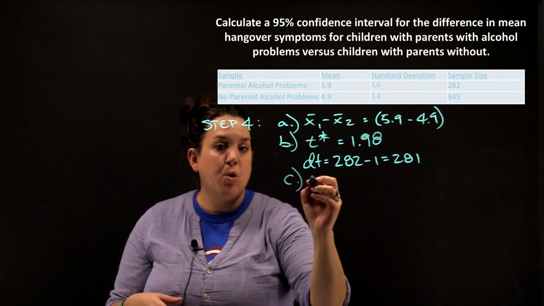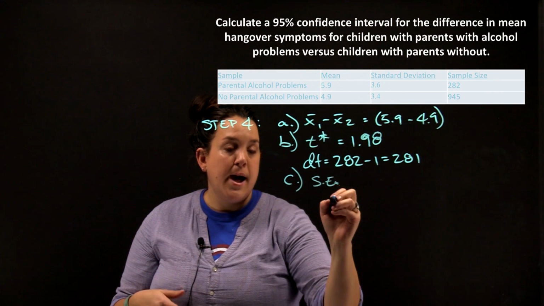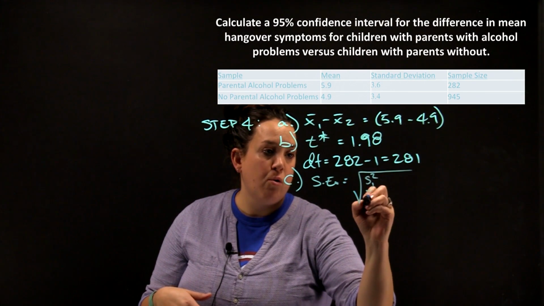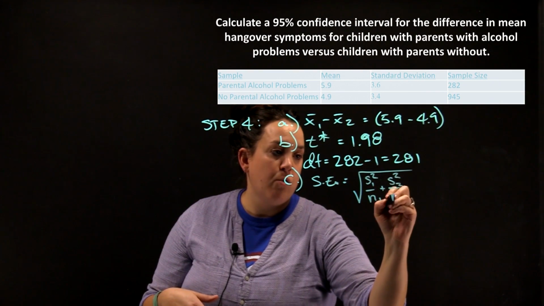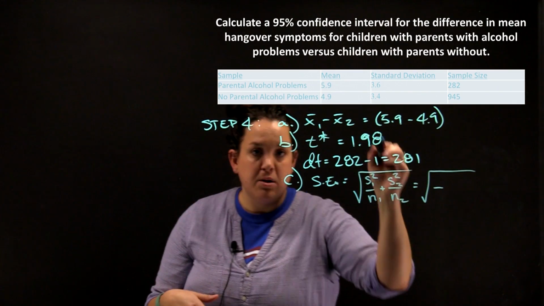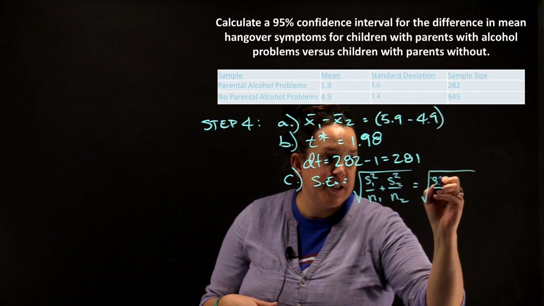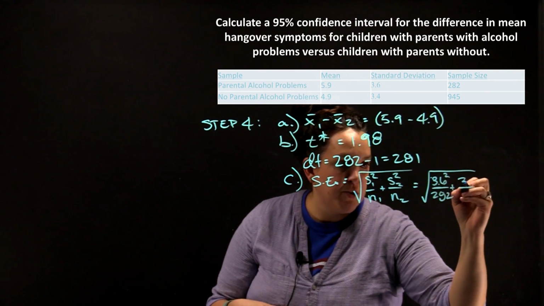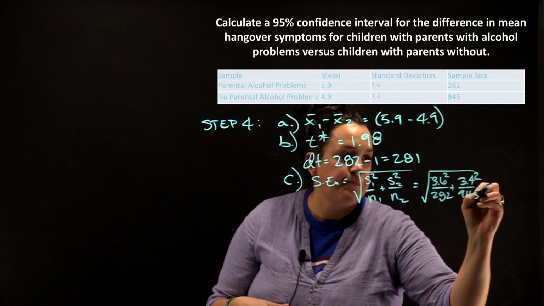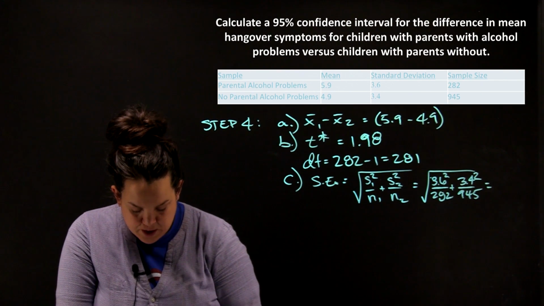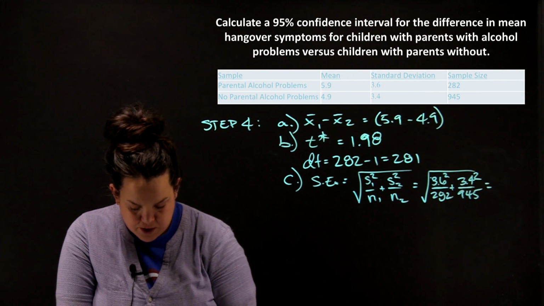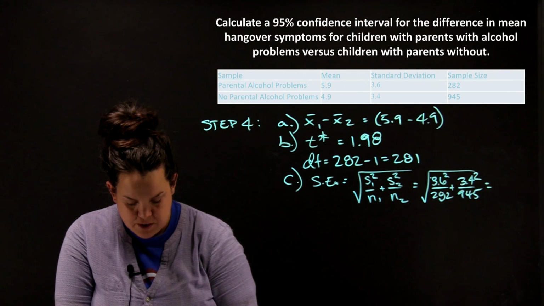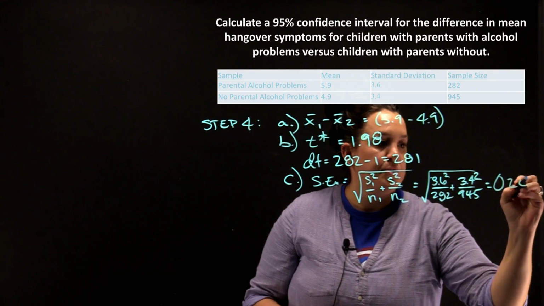Then in C, we're going to calculate the standard error of x bar 1 minus x bar 2. And that formula, remember, is s sub 1 squared over n sub 1 plus s sub 2 squared over n sub 2. So plugging in the values that are stated up here, we have 3.6 as s sub 1, and we'll square that value, divided by 282. And then we have 3.4 squared over 945. So if you plug that all in, you come up with a standard error equal to 2.4.